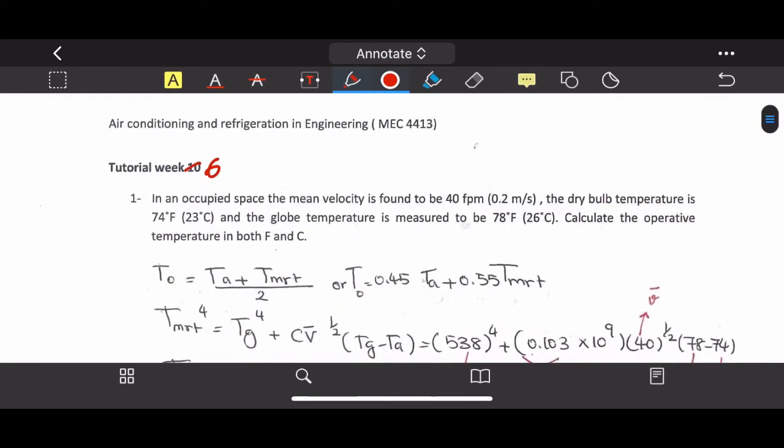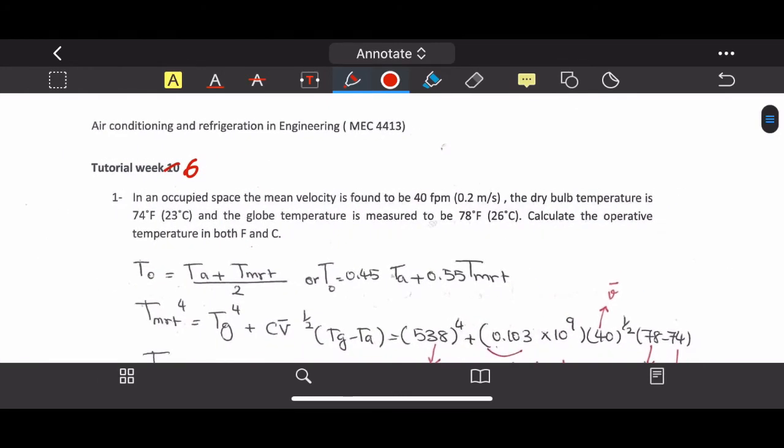Let's go straight ahead to the first question. Let's not waste our time. Let me change to the highlighter. In an occupied space, the mean velocity is found to be 40 feet per minute, or 0.2 meter per second. The dry bulb temperature is 74 degrees Fahrenheit or 23 degrees Celsius, and the globe temperature is measured to be 78 degrees Fahrenheit and 26 degrees Celsius. It means the occupied space has a temperature of 23 degrees Celsius, while the globe temperature is 26 degrees Celsius.